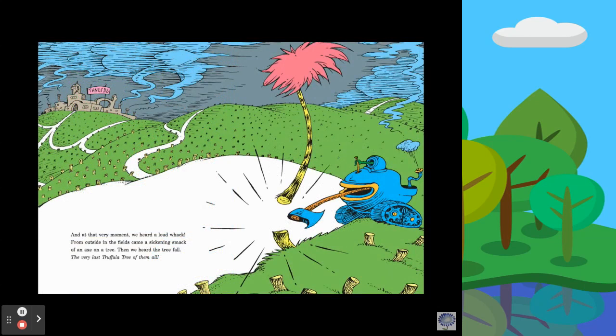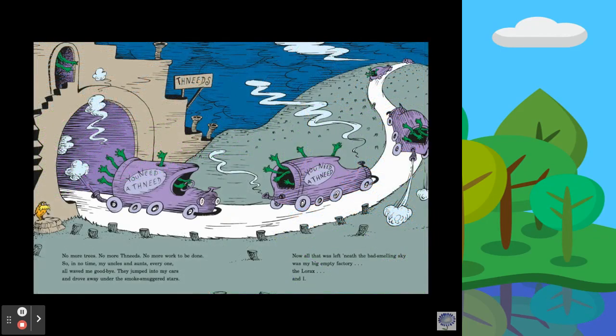And at that very moment, we heard a loud whack. From outside in the fields came a sickening smack of an axe on a tree. Then we heard the tree fall, the very last truffula tree of them all. No more trees, no more thneeds, no more work to be done. So in no time my uncles and aunts, every one, all waved me goodbye. They jumped into my cars and drove away under the smoke-smuggered stars. Now all that was left neath the bad-smelling sky was my big empty factory, the Lorax, and I.